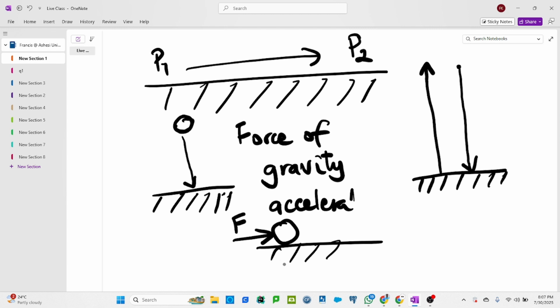But the force that naturally occurs in the falling of objects, because it's a force, it also has an acceleration, and that acceleration is what we call the acceleration due to gravity.